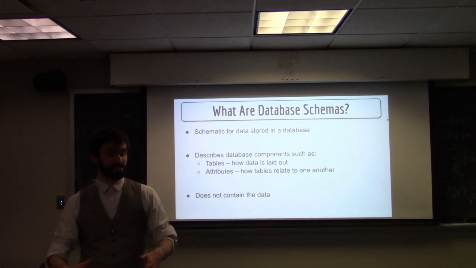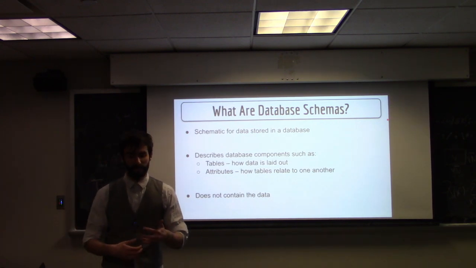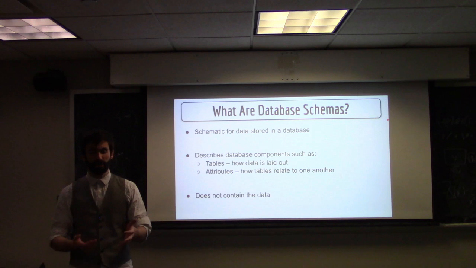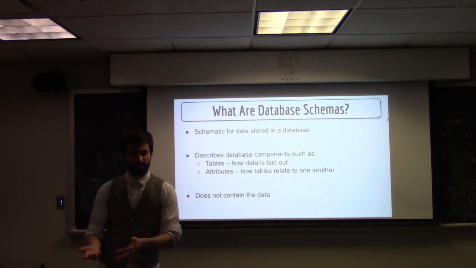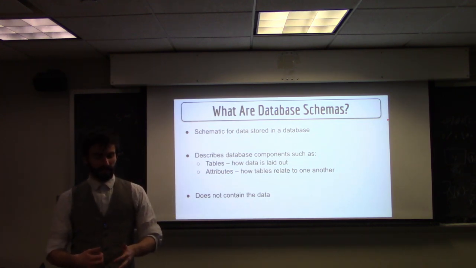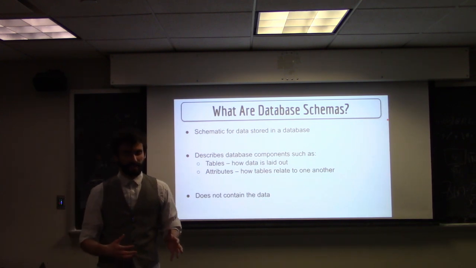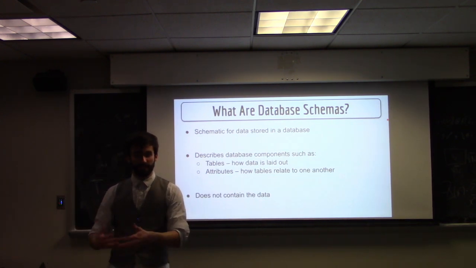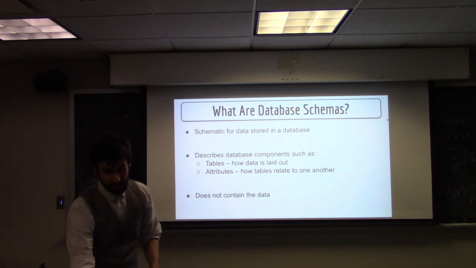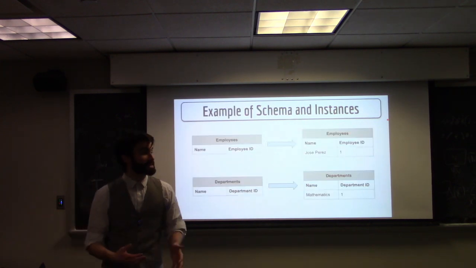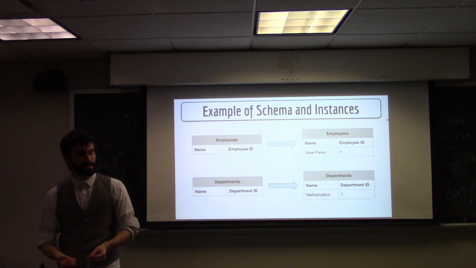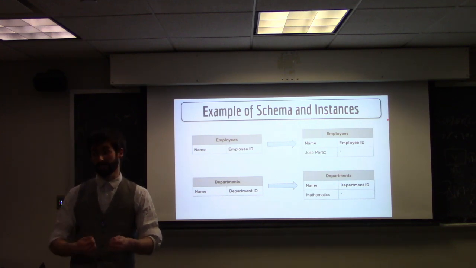This database schema describes database components such as tables, how data is laid out, attributes, and how tables relate to one another. An important distinguishing feature here is that the database schema itself does not contain the actual data. The database, well described, does actually have instances of the database, which is where the data is found.